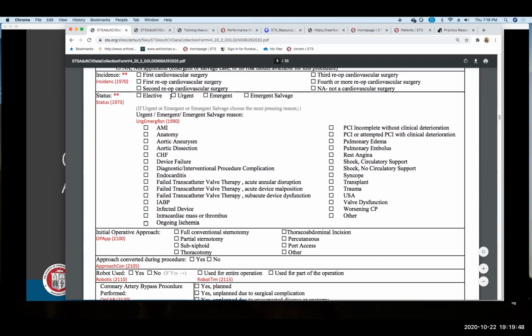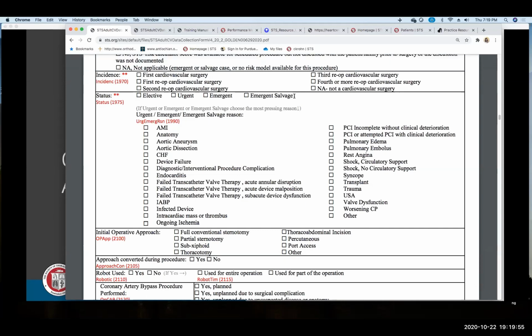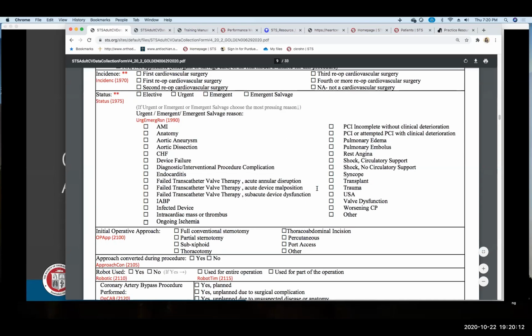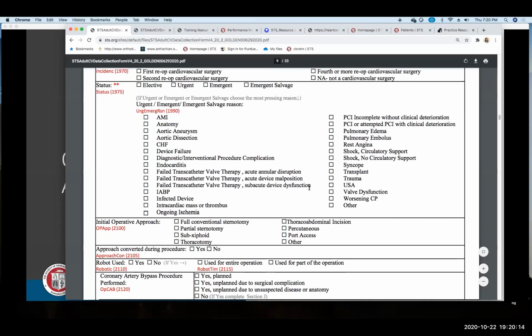We capture the status. Emergent salvage removes a lot of the patients from a couple of the measures that we report out. And then we have the reasons here. Some of the new reasons that we added in with this version are related to failed transcatheter valve therapies, specifically acute annular disruption and device malposition were added in.